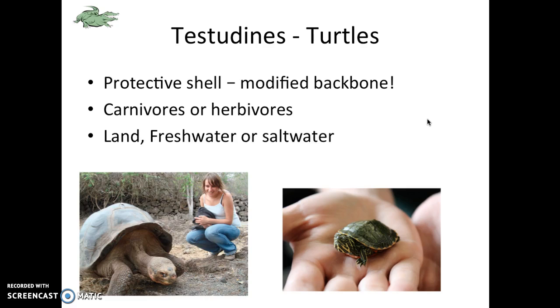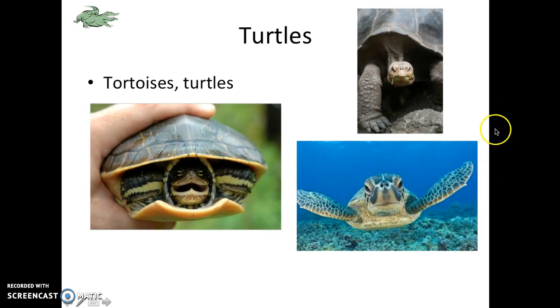We know that some sea turtles eat jellyfish. Or they can be herbivores. If any of you have pet tortoises at home, you know they love fruits and veggies. And depending on the species, these animals can live on land, in freshwater, or in saltwater. Some examples might be the green sea turtle, the loggerhead sea turtle, the leatherback sea turtle, Galapagos tortoise, a few others.